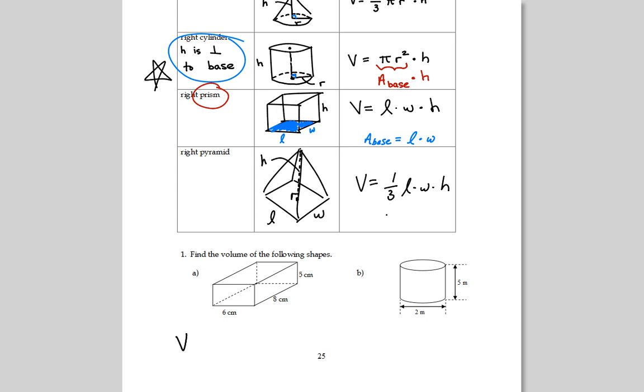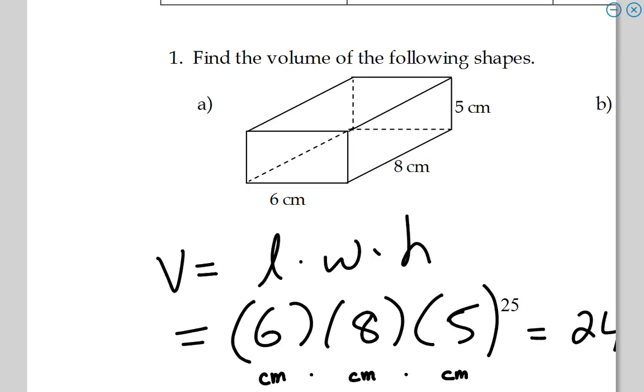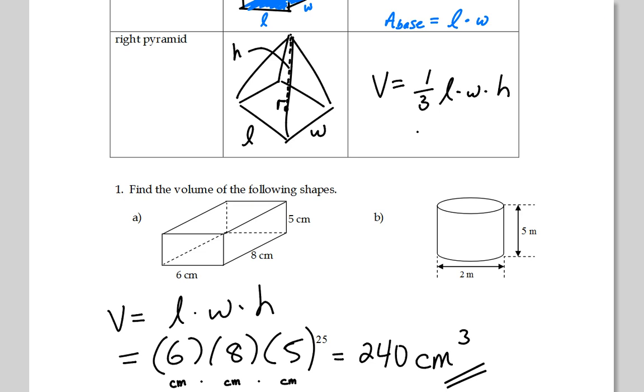And then you're just going to love how easy this is. LWH, 6, 8, 5. That's very easy. Again, please. 240. Now, what kind of units am I going to use? Cubed. So that's centimeter cubed. And just a word on that. Watch what happens. Centimeter multiplied by centimeter multiplied by centimeter, centimeter cubed. You guys okay with that?